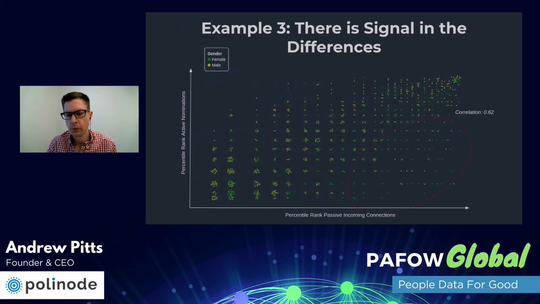But if we look here, we can see that below that 45-degree line, just visually, there's a preponderance of females. We have more females than we do males. And so females, just visually, tend to rank higher on passive than they do on active. So that's higher when we look at the data from an objective standpoint versus how people report their nominations or relationships with others.